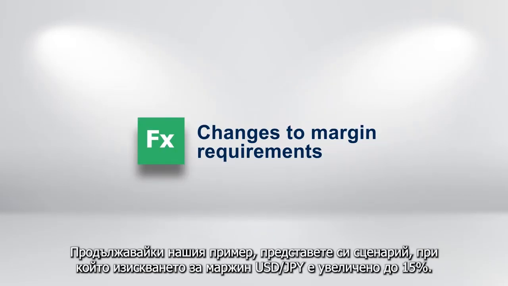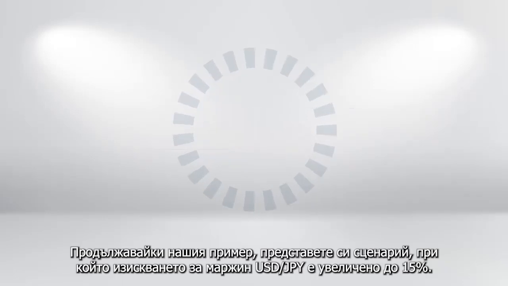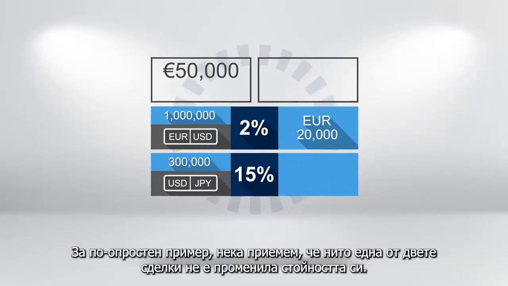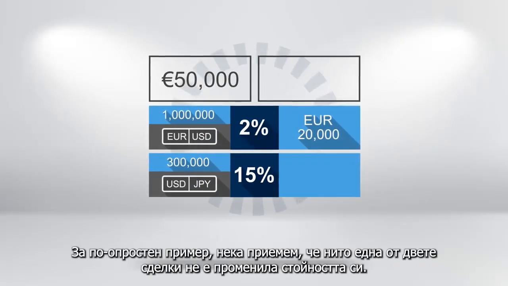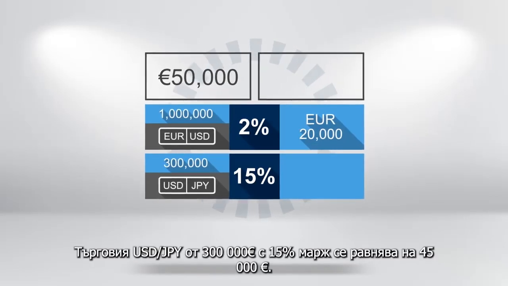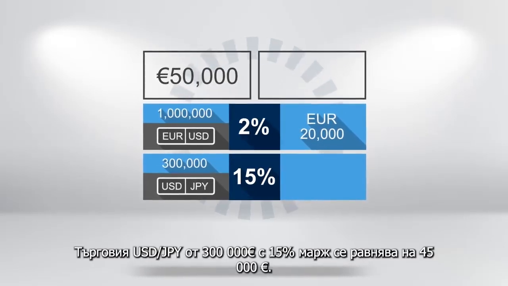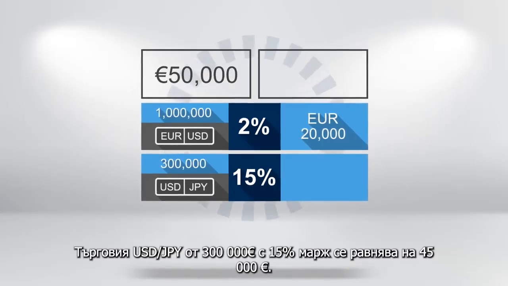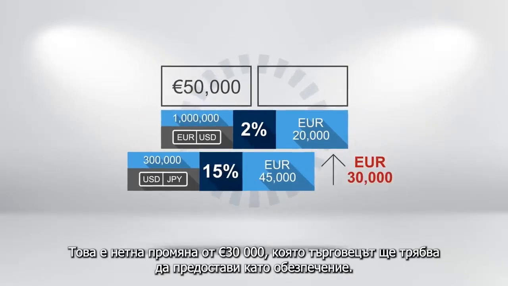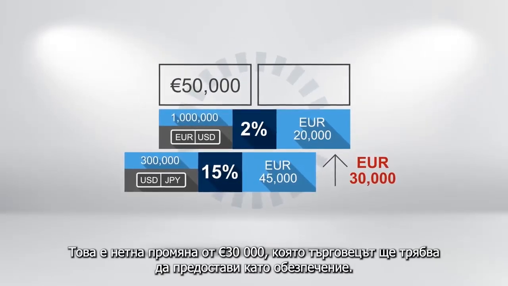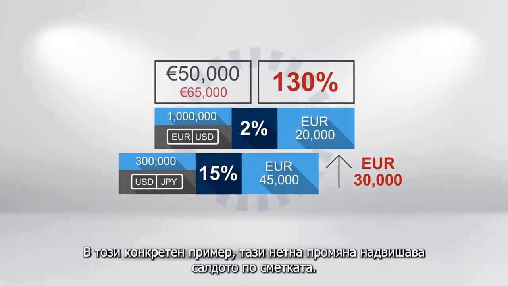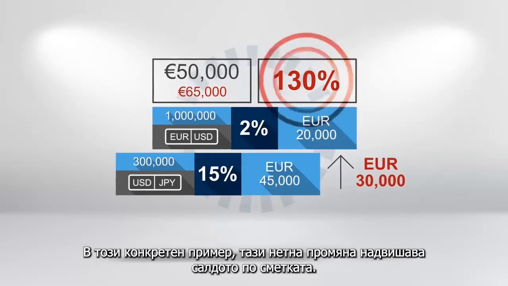Continuing our example, imagine a scenario where the dollar-yen margin requirement increased to 15%. For sake of simplicity, let's assume that neither of the two trades has changed in value. A dollar-yen trade of 300,000 with a 15% margin equals 45,000 euros. This is a net change of 30,000 euros that the trader will have to provide as collateral.